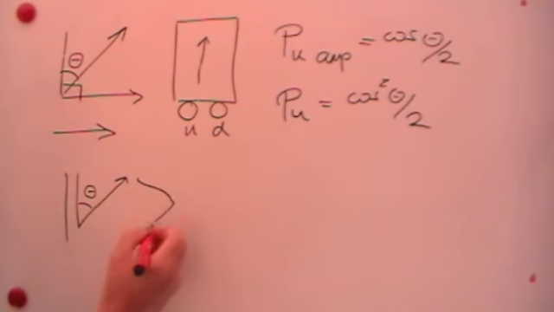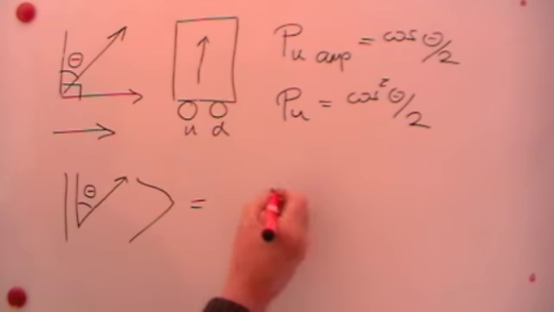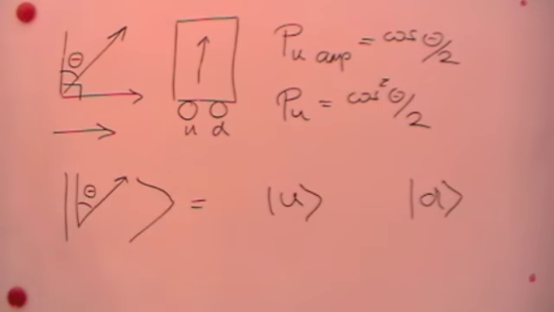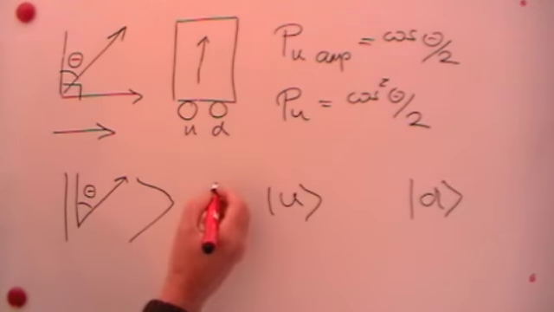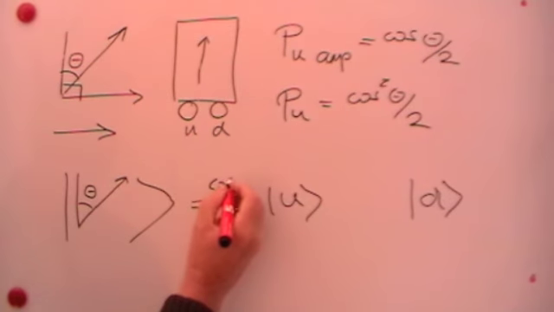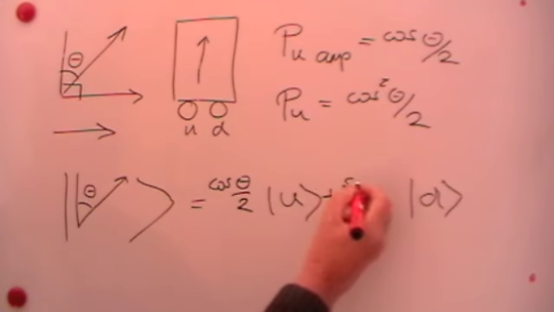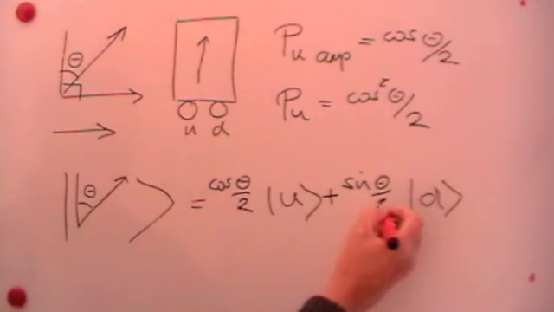So now we can write that the state of an electron which is prepared at an angle theta to the vertical will be a bit of up and a bit of down. And what are the probability amplitudes? Well, the probability amplitude of up we've just given. It's cosine theta over 2. And what is the other one? Well, it's sine theta over 2.